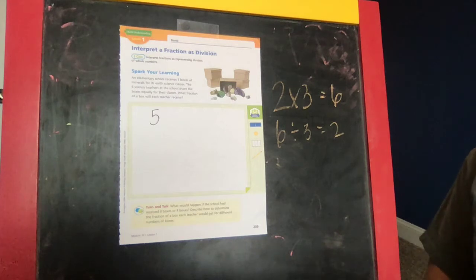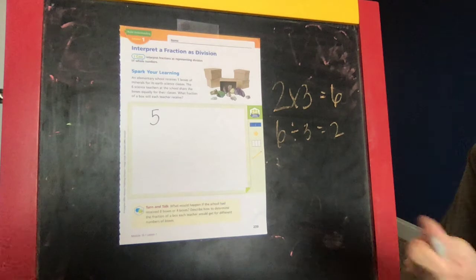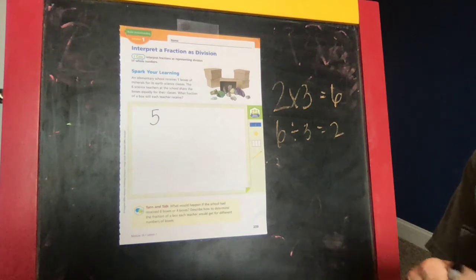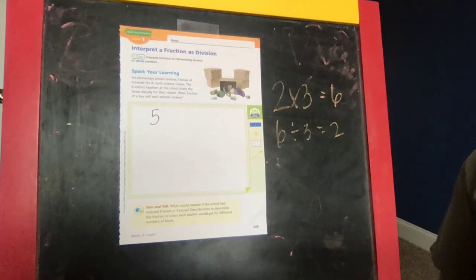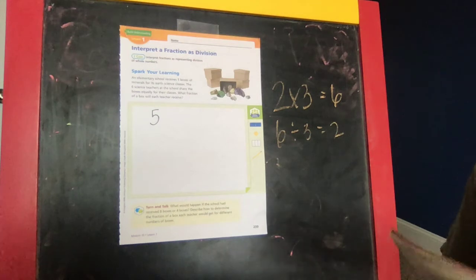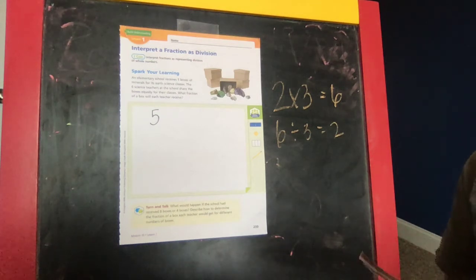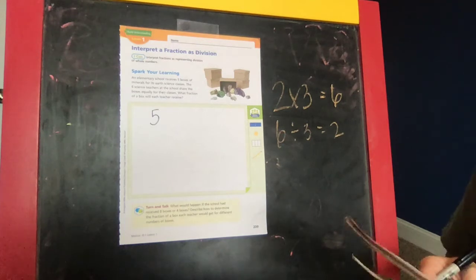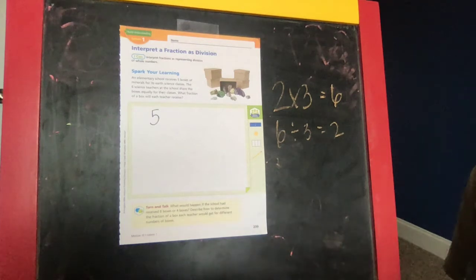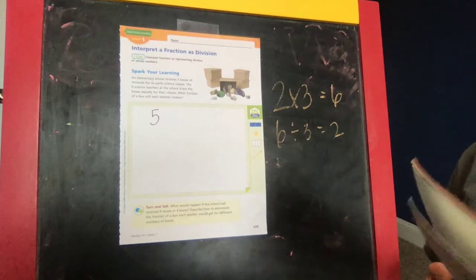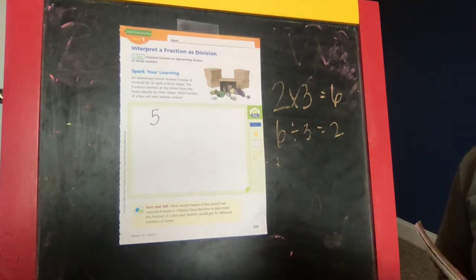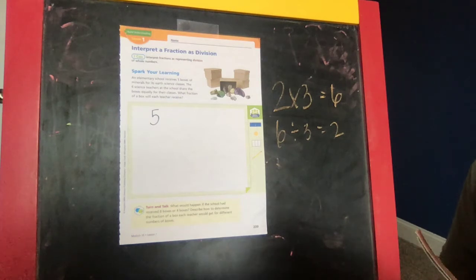Okay, page 239. An elementary school receives 5 boxes of minerals for its earth science class. The 6 science teachers at the school share the boxes equally with their classes. What fraction of a box will each teacher receive? Okay, so the first thing I always say when we're dividing anything is, what is being divided? What are we dividing here in this problem?